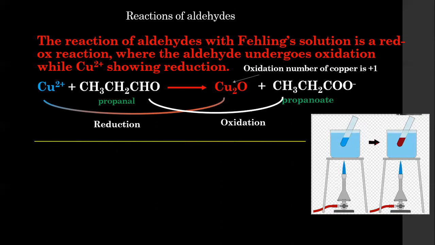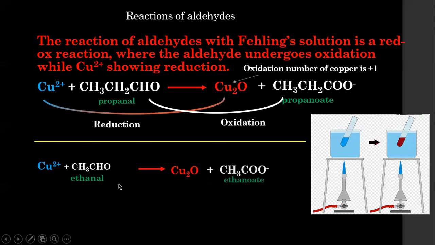We can discuss this further using another example. This time I'm going to use copper-2+ ions, in other words, Fehling solution, with ethanal, a 2 carbon containing aldehyde. In this also, copper-2+ ions change to copper-1 oxide. And then ethanal will change to a carboxylic acid. Can you guess the carboxylic acid? Actually, ethanal gives ethanoic acid. And then because the medium is alkaline, you end up with ethanoate.